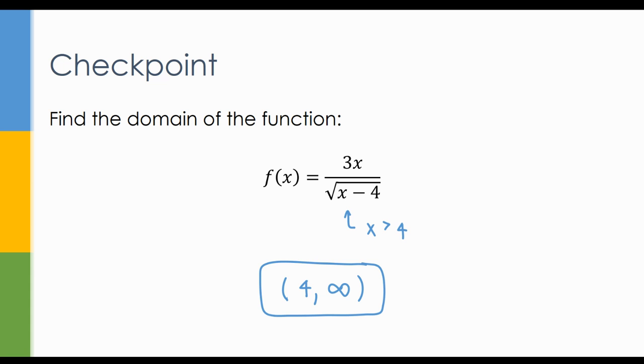So x minus 4 is greater than 0, and then I moved the 4 over. So if x is greater than 4, that's why there are no brackets. I go from 4, which is not included, up to infinity.